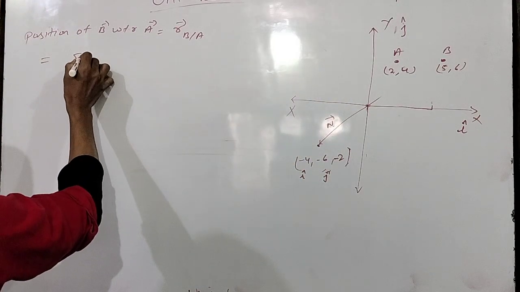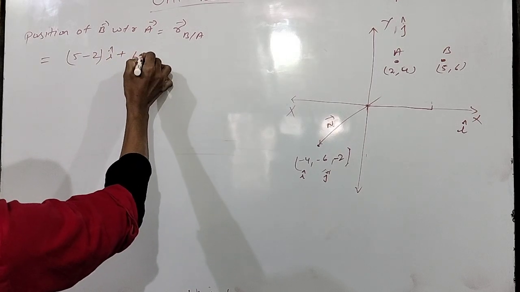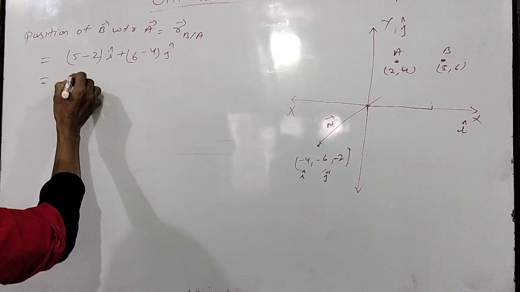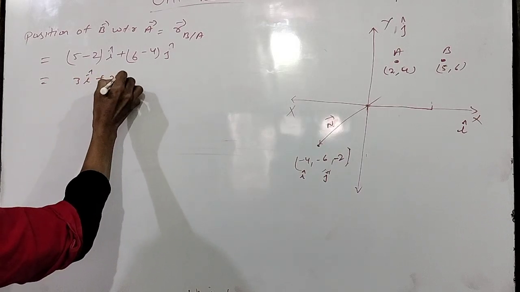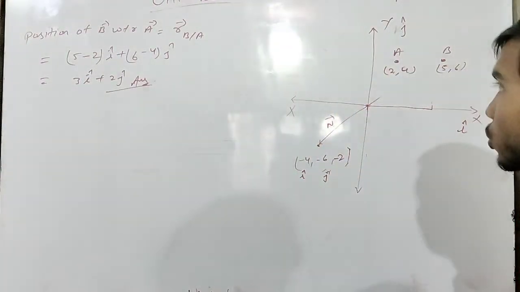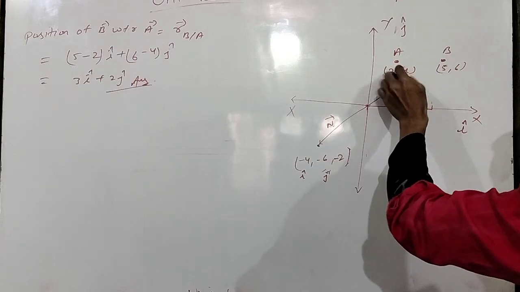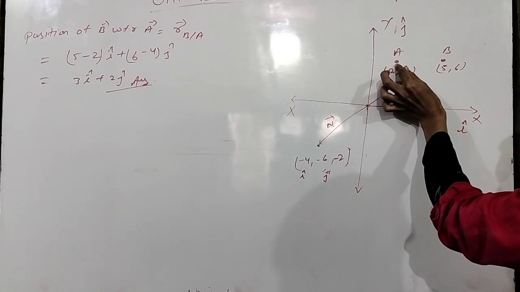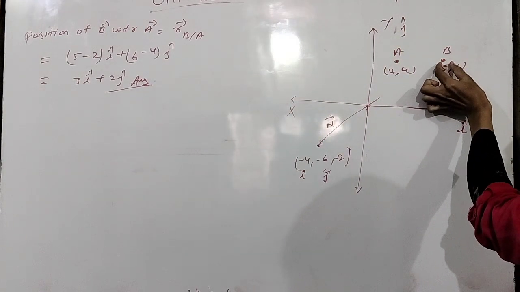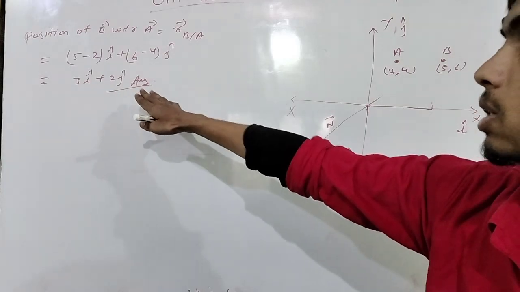So x2 is nothing but 5 minus 2, and this is i cap, then plus y2 is 6 and y1 is 4, and then z cap. This is your position vector. So 3 i cap plus 2 z cap. This is your answer. This answer is saying you have to cover 3i from here, go 3i ahead, and then 2z upward. Then you will be at this place. This is the meaning of this answer.